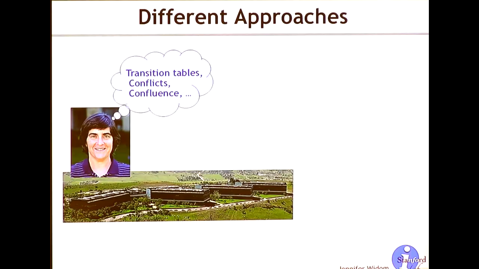I saw immediately that it was very complicated, so I would sit here and think about things that I was calling transition tables and conflicts between triggers, and whether different orders would have confluence and end in the same state. So that was what I thought about while I was there.